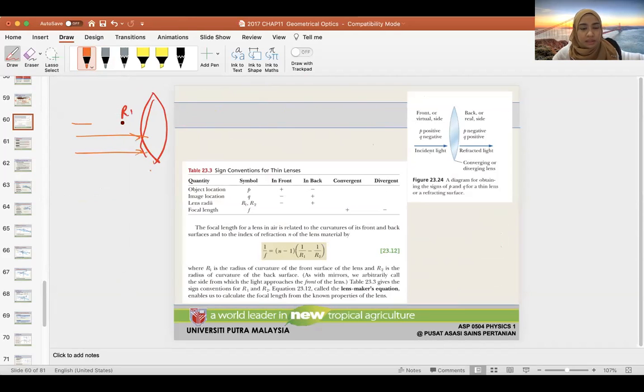Okay, just repeating it again slightly. So this side becomes R2. Remember, if your lens curves outwards, it's a positive R. If it curves inwards, it's a negative R.